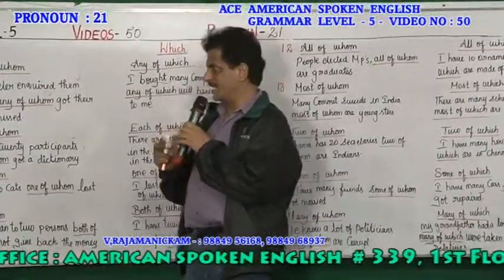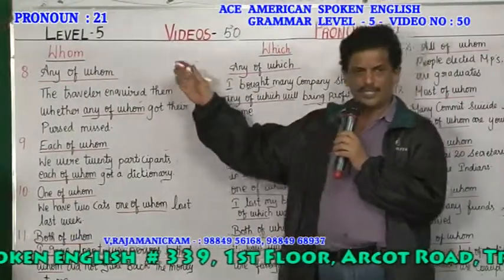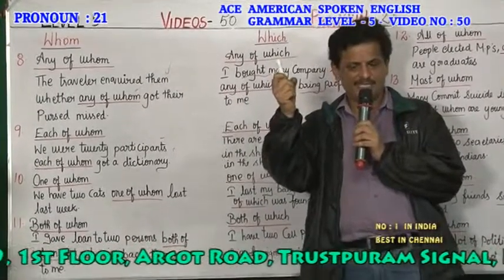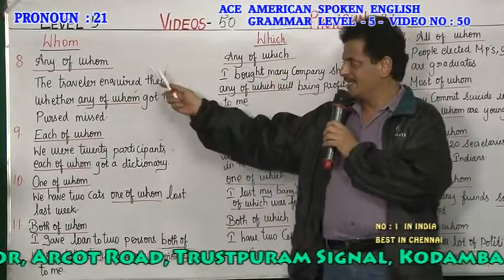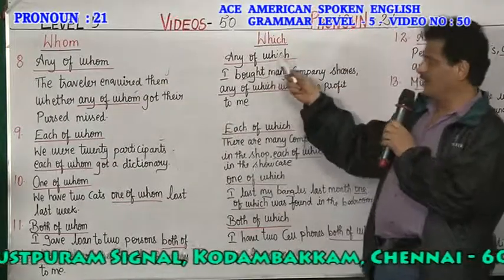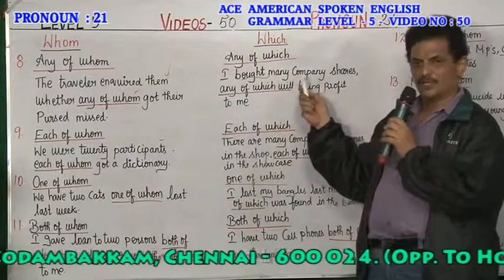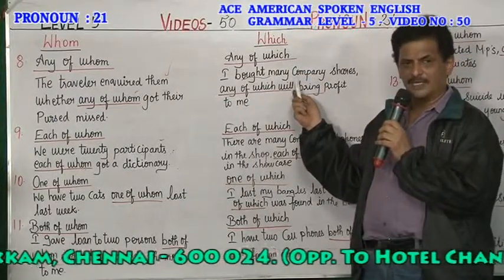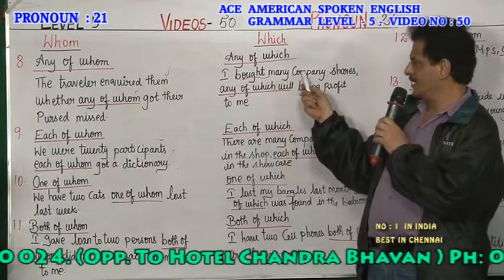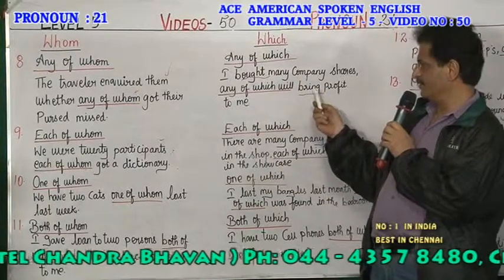So my dear friends, once again, any of whom, any of which. This whom reflects about the object in the main sentence, then you are using whom. Out of whom, any of whom. Any of which. Out of many things, this which stands for the object in the main sentence. The object in the main sentence is non-living, it is the company. So any of which you are using. Then you get a verb also.